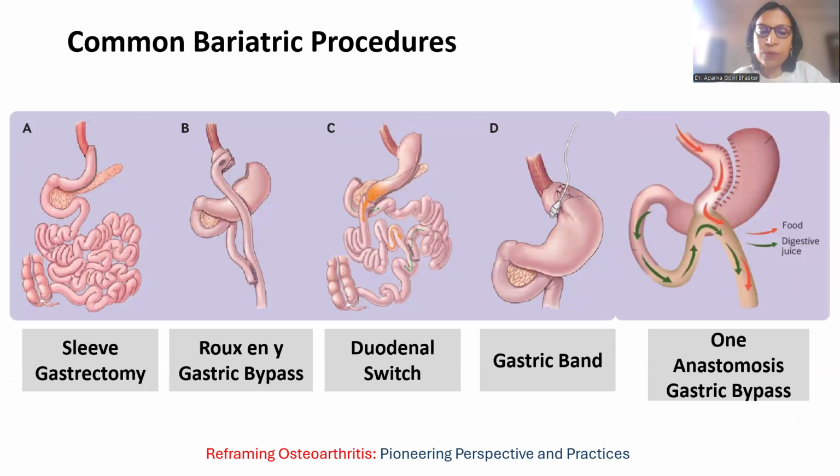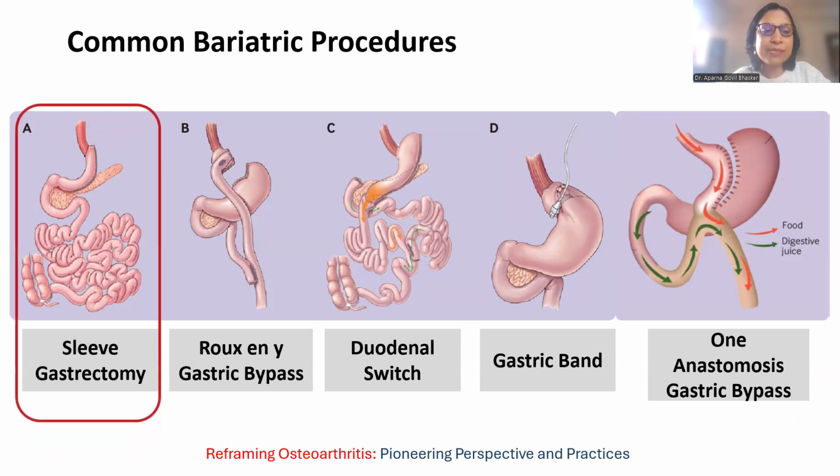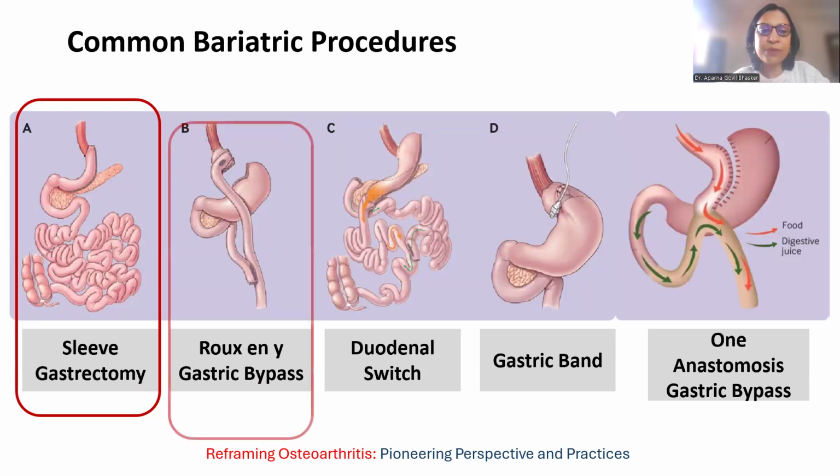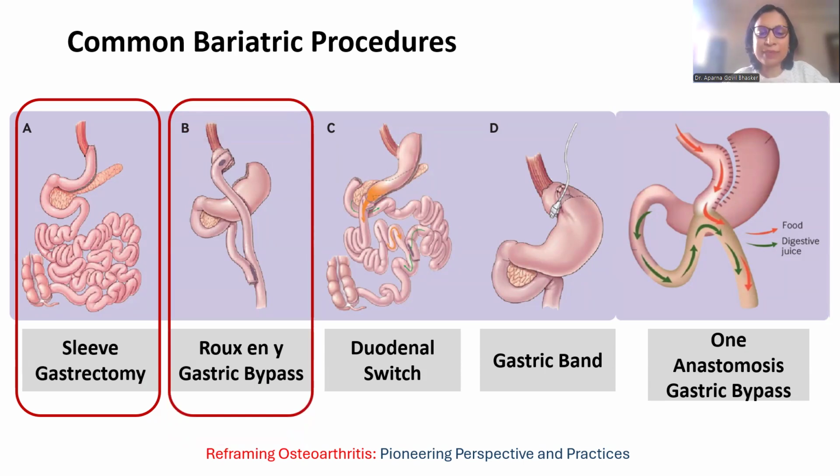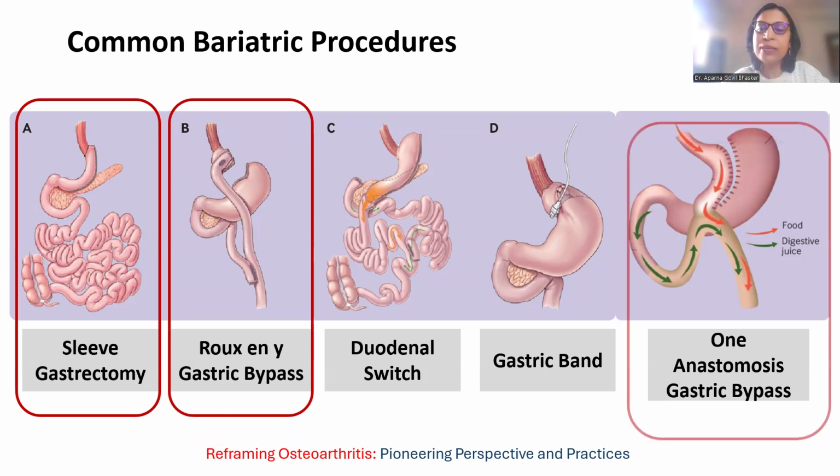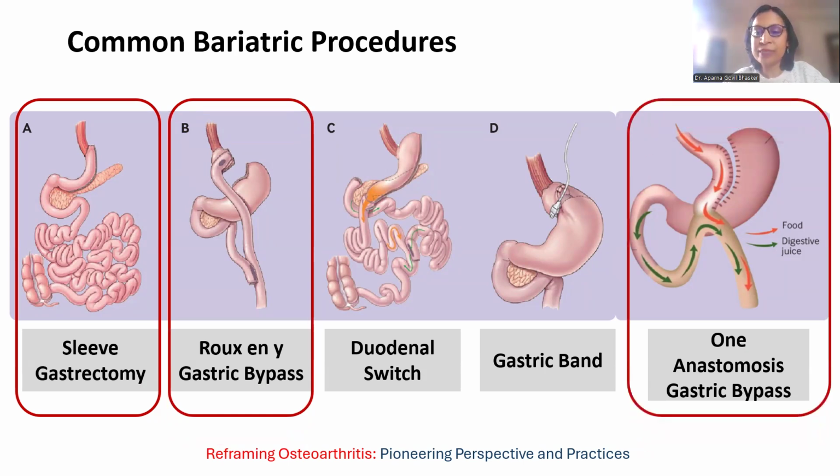The most common procedure is sleeve gastrectomy. Almost 70% of bariatric operations done in Asia Pacific region are sleeve gastrectomy. Then we have the Roux-en-Y gastric bypass. About 12 to 14% of procedures which are done across the world are Roux-en-Y gastric bypass. And the third most common procedure is the one anastomosis gastric bypass. It's a technical variation of a gastric bypass where instead of a Roux anastomosis, we would have a loop anastomosis.